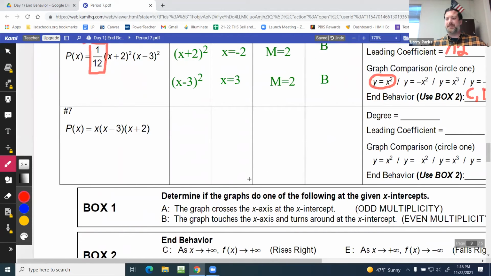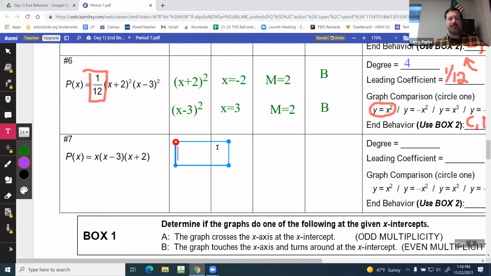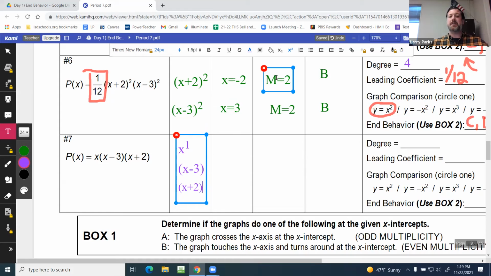All right, one more. We have x. Remember, if it helps, that's x to the first. We have x minus 3. And we have x plus 2. And notice those are all to the first power.